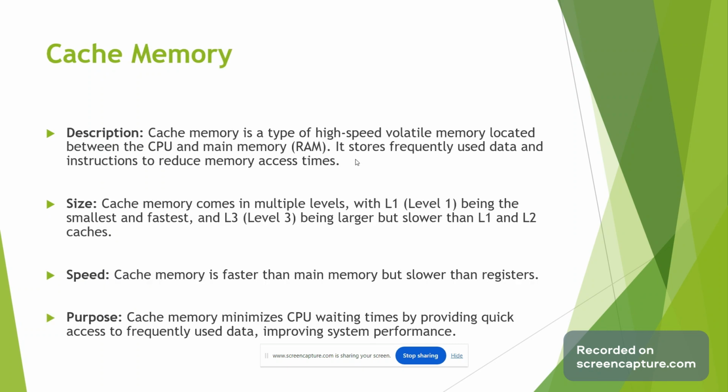Now, what is cache memory? Cache memory, let's look at the description. Cache memory is a type of high speed volatile memory located between CPU and the main memory, which we call RAM. It stores frequently used data and instructions to reduce memory access time.